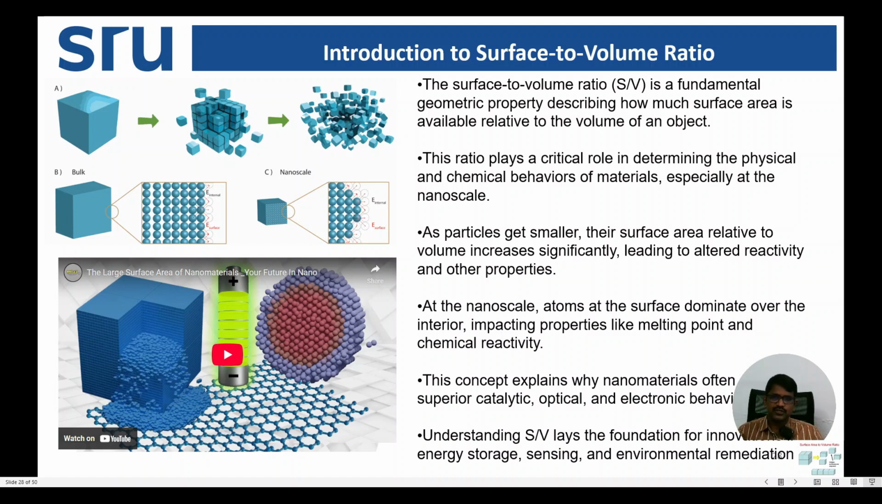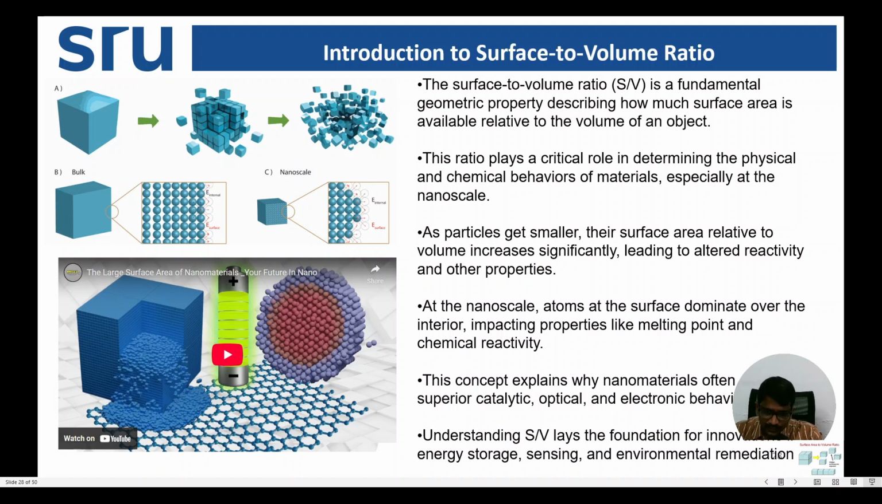So at the bulk stage, most of the atoms are inside the bulk material, which doesn't have any chance to participate in any chemical reaction. But once the material comes down to nanoscale, when you make it into multiple small pieces, just like nanoparticles, then we have more surface area, so more atoms come to the surface and will participate in any chemical reaction. So that is the beauty of this nanoscale size.